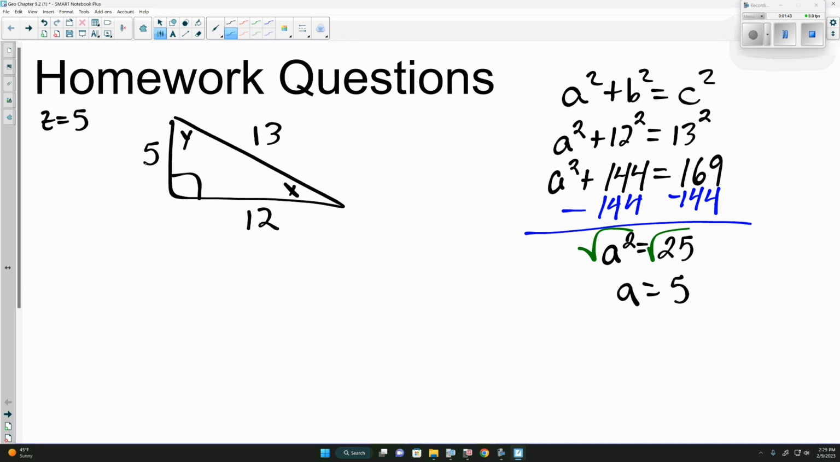Now, which one do we want to solve for next, x or y? We can use sine, cosine, or tangent. Because we have all three sides, it doesn't matter which trig function we use. For x, we have the opposite side and the hypotenuse, and also the adjacent side and the hypotenuse, so we can use sine or cosine. Since we have opposite and adjacent, we could use tangent. But if we use sine, sine of x is the opposite side over the hypotenuse.